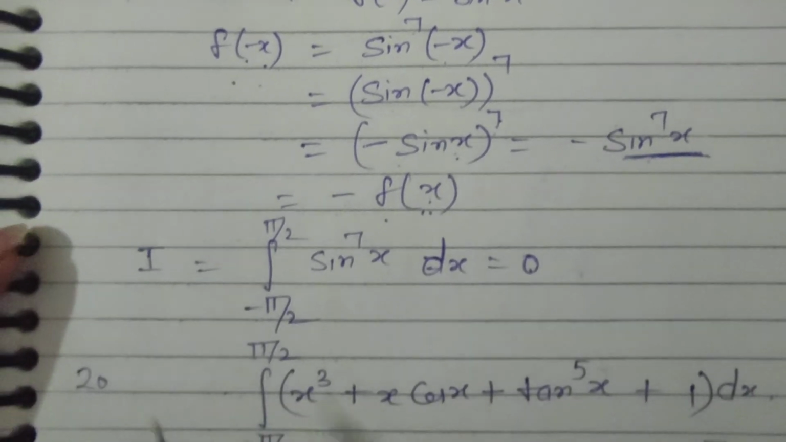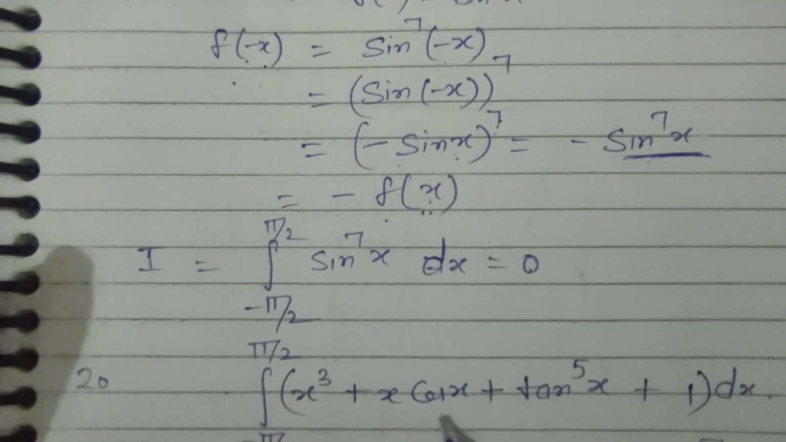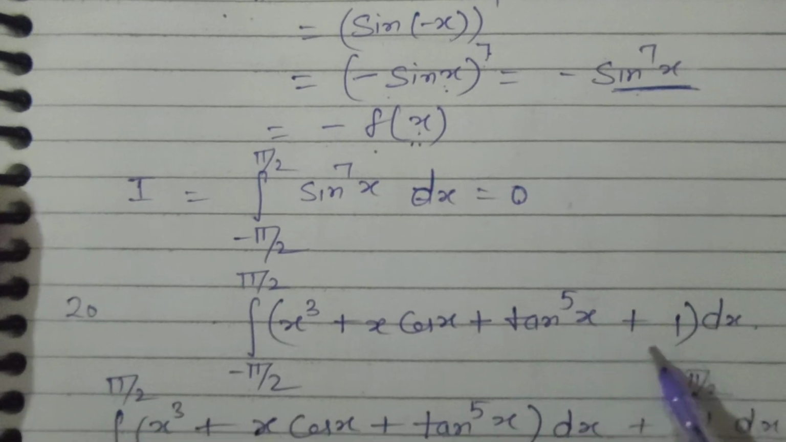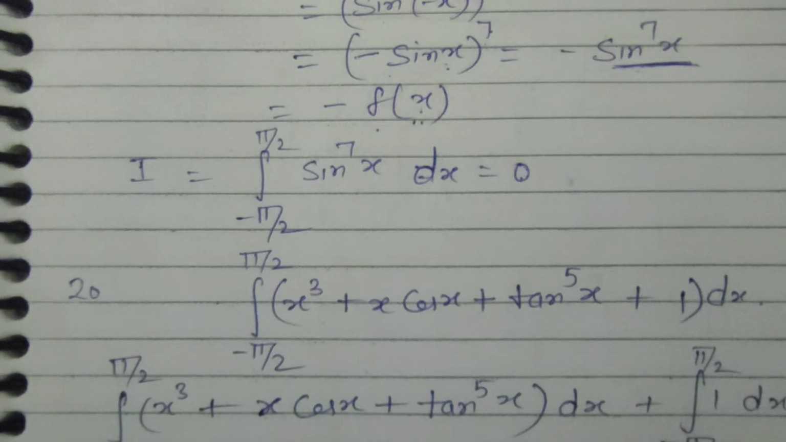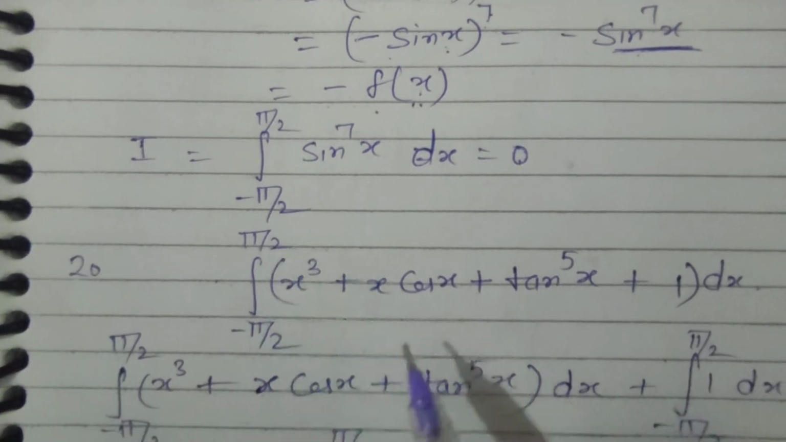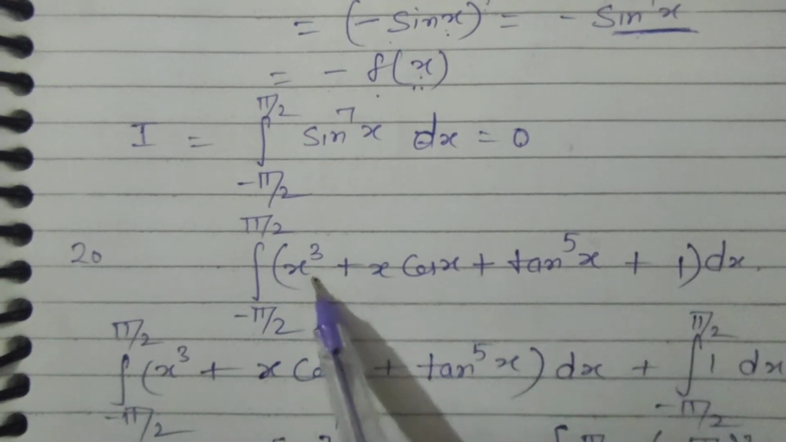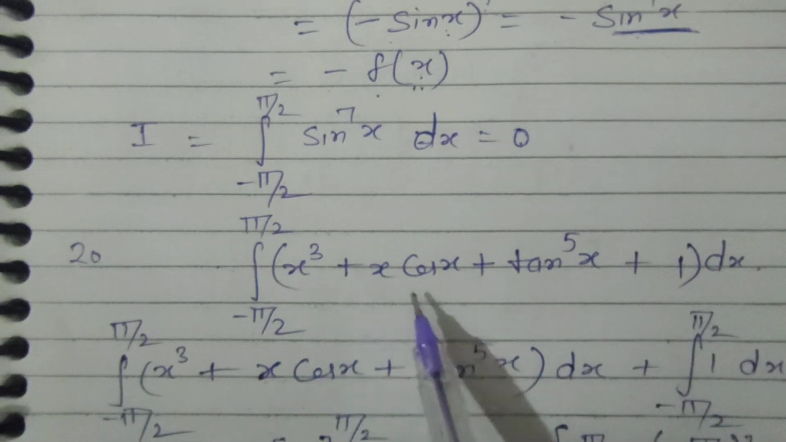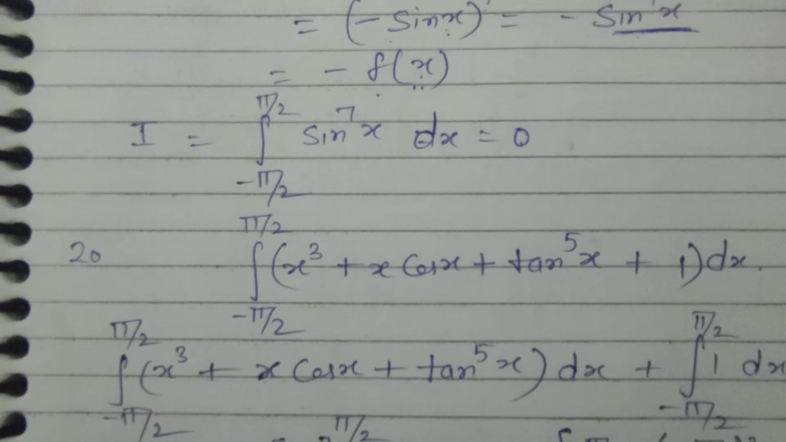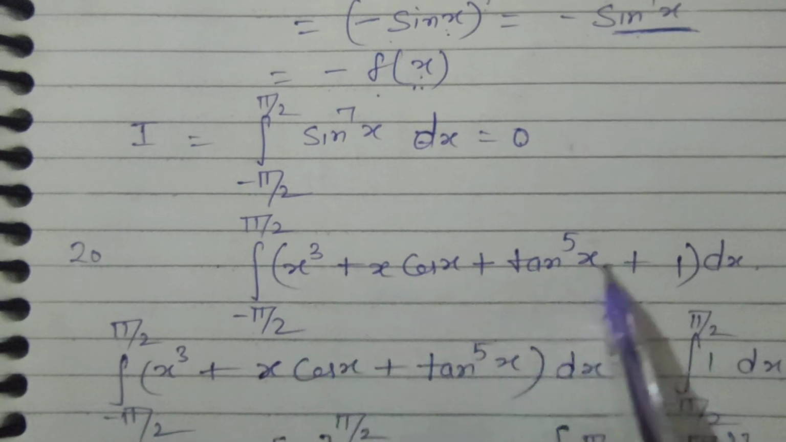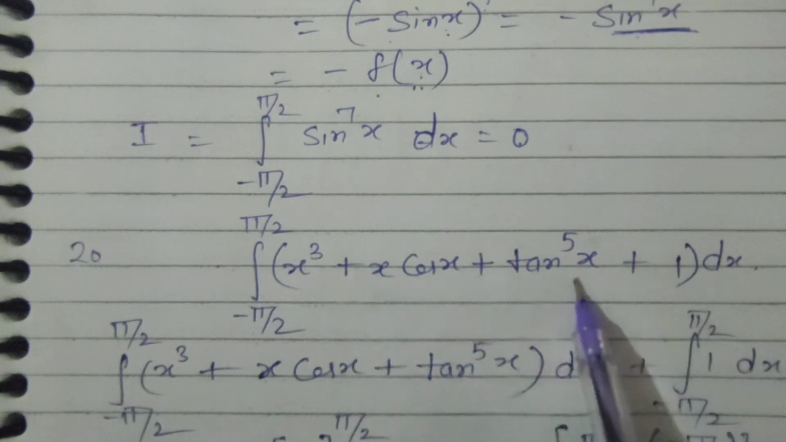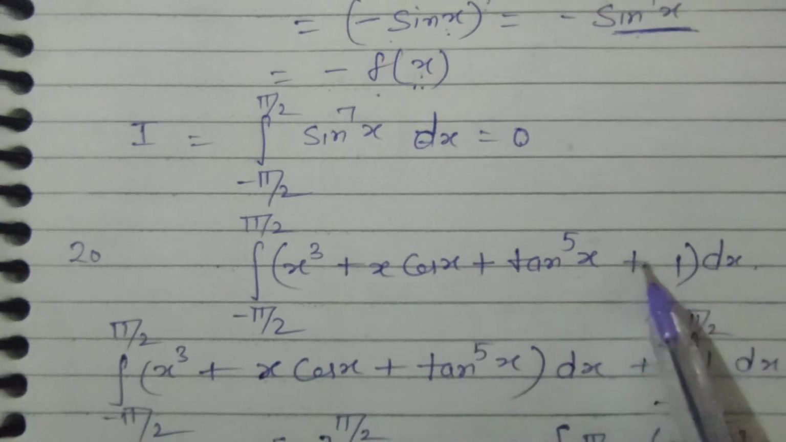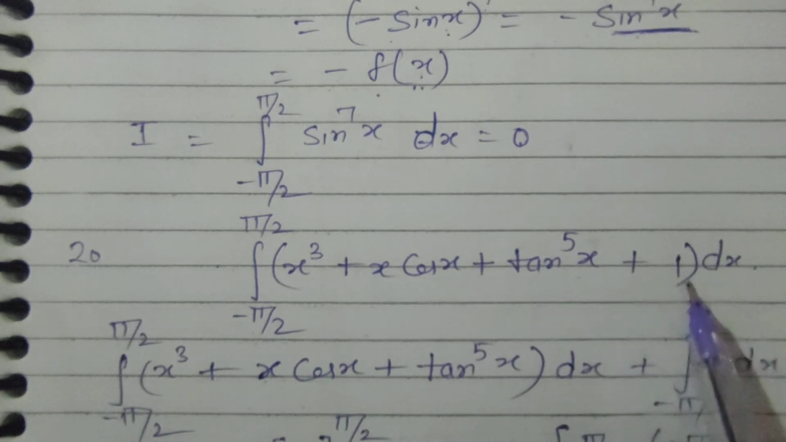Now come to question number 20. This is x cube plus x cos x plus tangent raised to power 5x plus 1. Limit is minus pi by 2 to pi by 2. So this is the same, we will use here the same property, minus a to a. But look at this. We will check whether this is odd function or even function. So if we take f of minus x, then if we take this as f(x), then it is plus 1, this is constant, so it will always be positive.